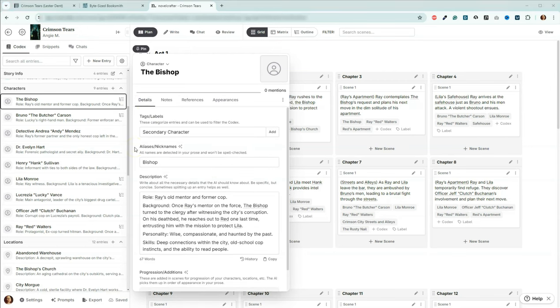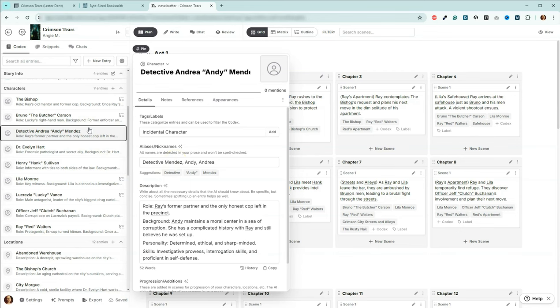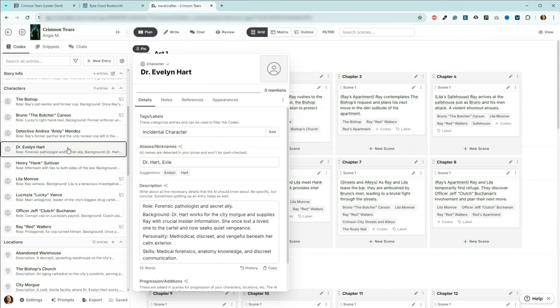I included quite a bit of aliases and nicknames, not only for the characters, but also for the locations as well. So people like the Bishop: if I don't use the nickname Bishop, I have to literally put the full name. Same thing here for Bruno. I would have to say his entire name to be able to call him into a scene. That's why I added that we can call him either Bruno or the Butcher, especially with Detective Mendez here, because she's got her full name as well as Detective Mendez or Andy or Andrea. I wanted to make it super easy to call the characters and the locations into whatever you're creating.